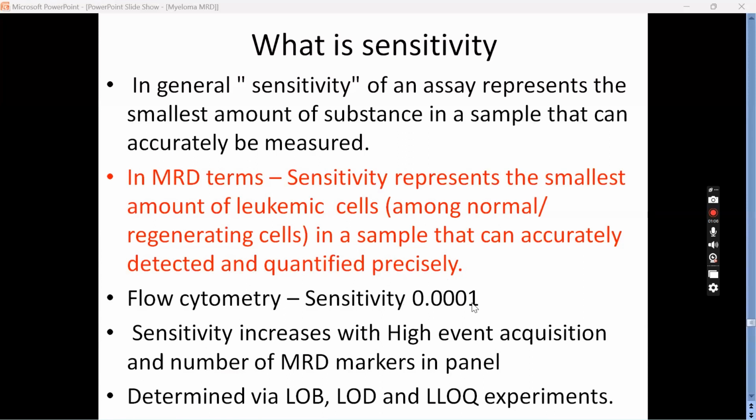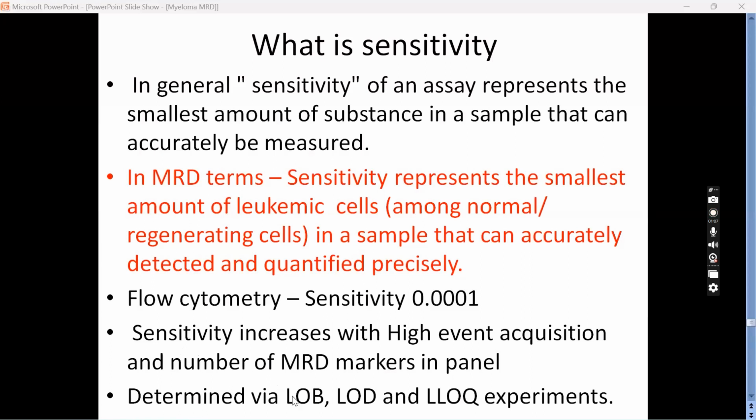So when you acquire 5 million events to attain the sensitivity, you can detect at least 10 plasma myeloma cells. Okay, that is called LOD. I'll tell you what LOD means. Now, sensitivity increases with high event acquisition and the number of MRD markers in the panel. So this one I just discussed. It's not just events which are acquired. You also need to have good informative MRD markers in your panel. With these two, you can call it a next generation flow cytometry or a high sensitivity flow cytometry.